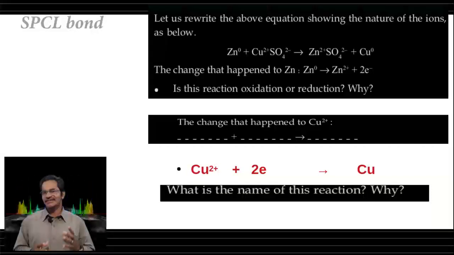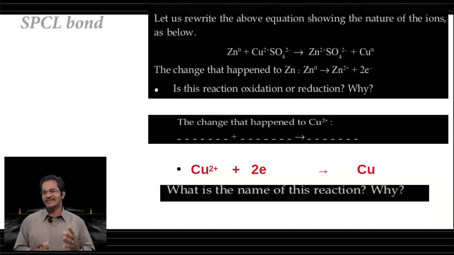What happened to Cu2+? The change that happened to Cu2+: Cu2+ plus 2 electrons gives Cu. What happened? 2 electrons are added to Cu2+. So addition of electron. Is it reduction or oxidation? Reduction. So addition of electron is reduction. So what happened here? Cu2+ is reduced. Here what about the oxidation number?